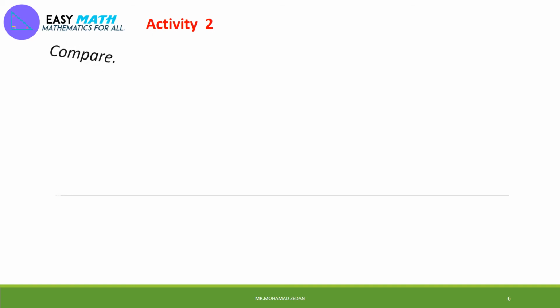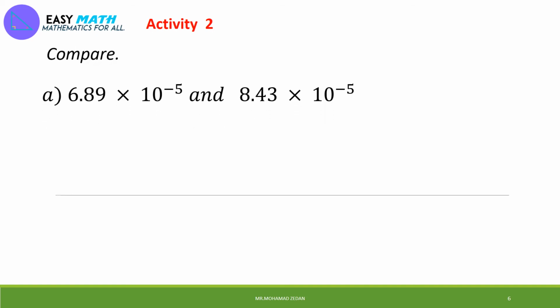Activity 2. We can also compare two numbers written in scientific notation. Look at these numbers. The power of 10 is the same, 10 to the negative 5 in both. Go to the other part of the number and compare. This is 6 and this is 8. Which is bigger, or which is smaller? You know 6 is smaller than 8. So this number is smaller than this number. Smaller than. Okay? So the number on the left is smaller than this number.